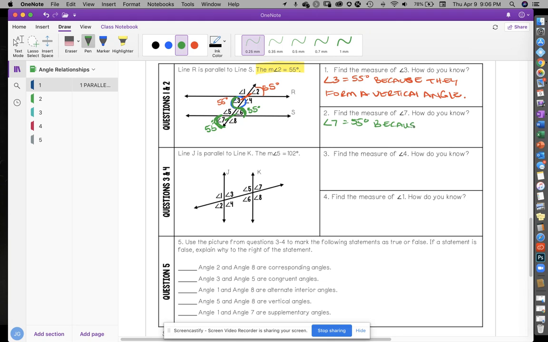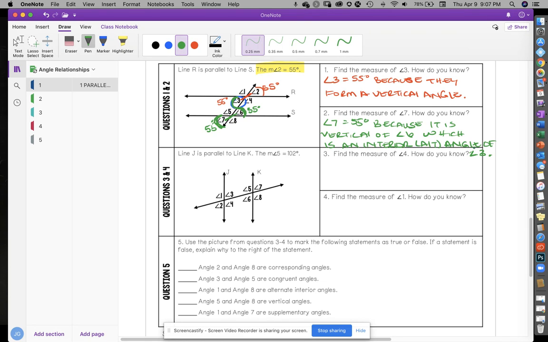because it is vertical of angle 6, which is an alternate interior angle of angle 3. I should probably say ALT there, alternate interior angle of angle 3.